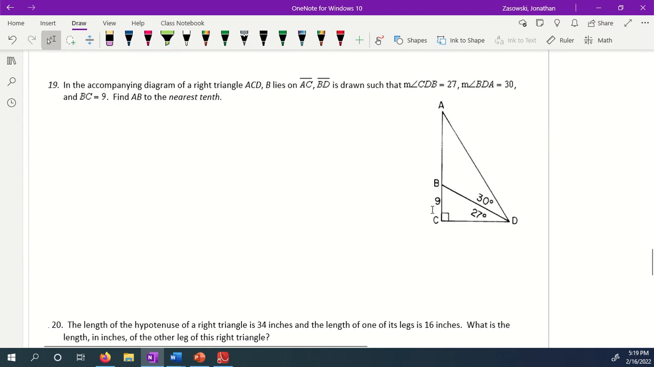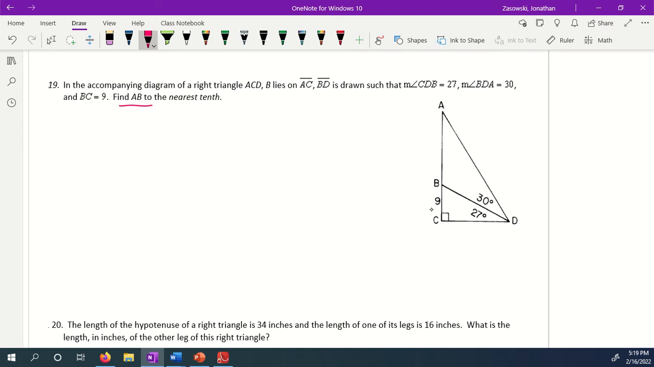Number 19. Okay, a little bit tougher, a little weird diagram here. So let's see how it works. In the accompanying diagram, a triangle ABC, B lies on AC, and line BD is drawn so that the two angles which are given are 27 and 30. BC is 9. We want to find the length of AB to the nearest tenth.